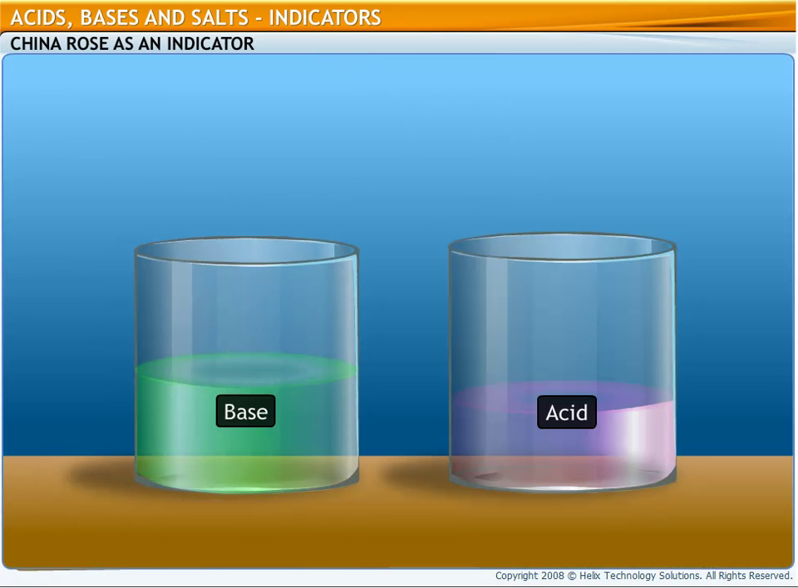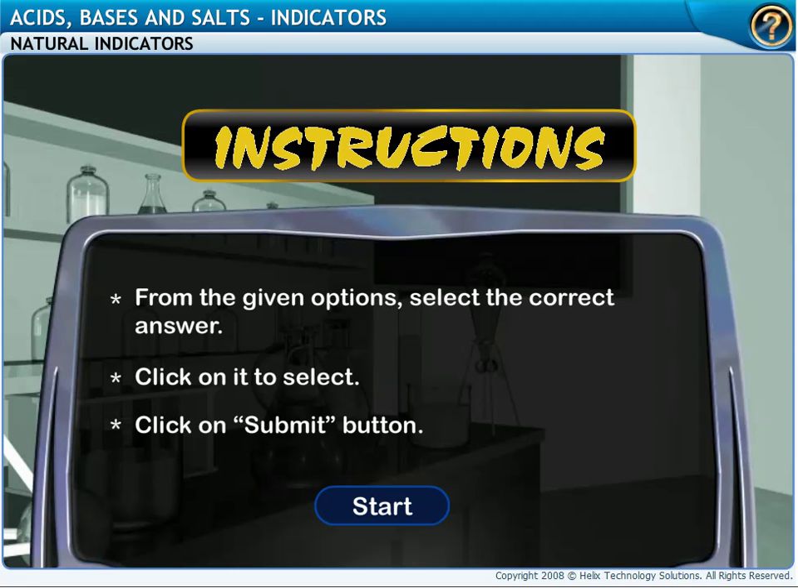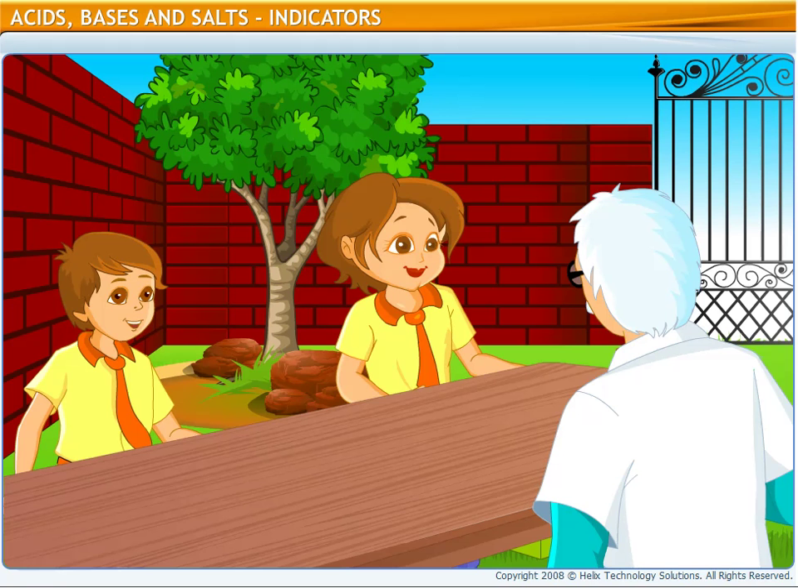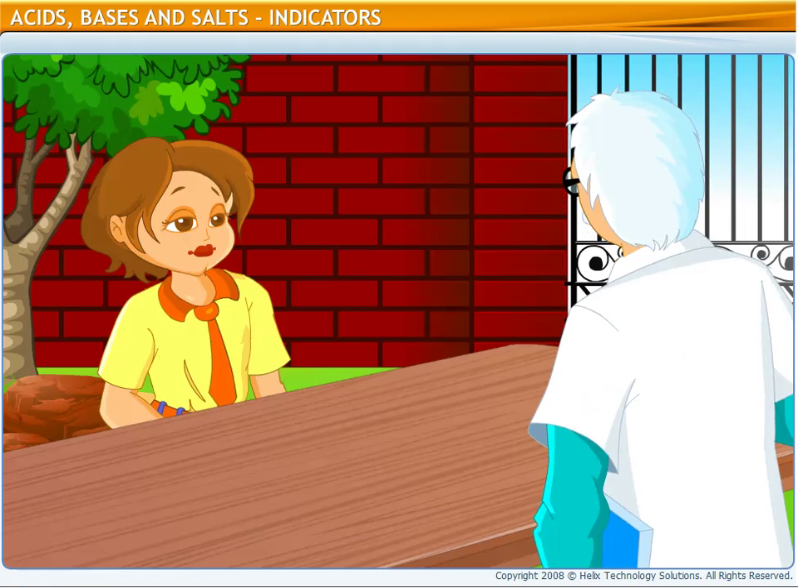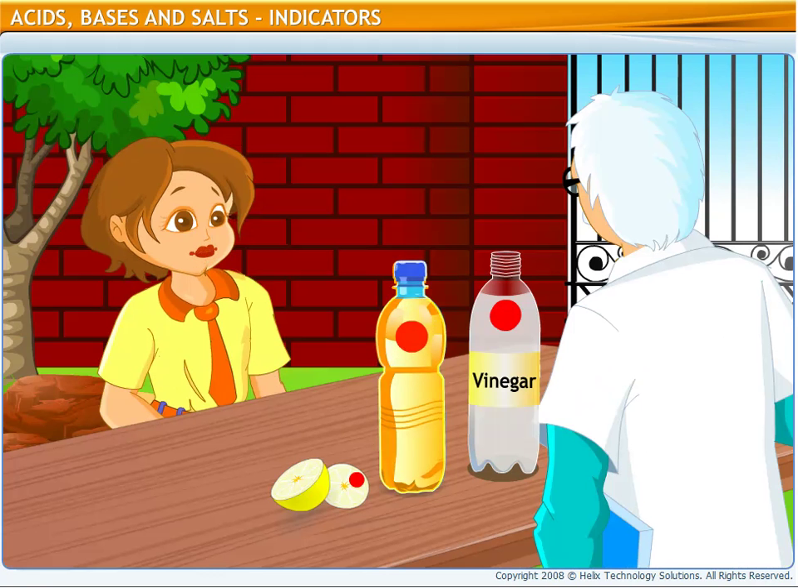Time's up, children. I hope you found lots of stuff. It's time to count what you have. Let's see what you have, Tina. I found 3 things. Some orange juice, a lemon, and this bottle of liquid, which we think is vinegar. We have tested each of these to confirm that they are acids.